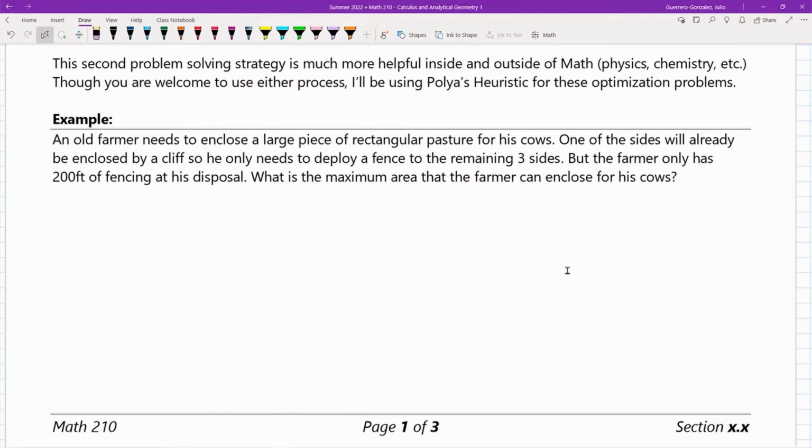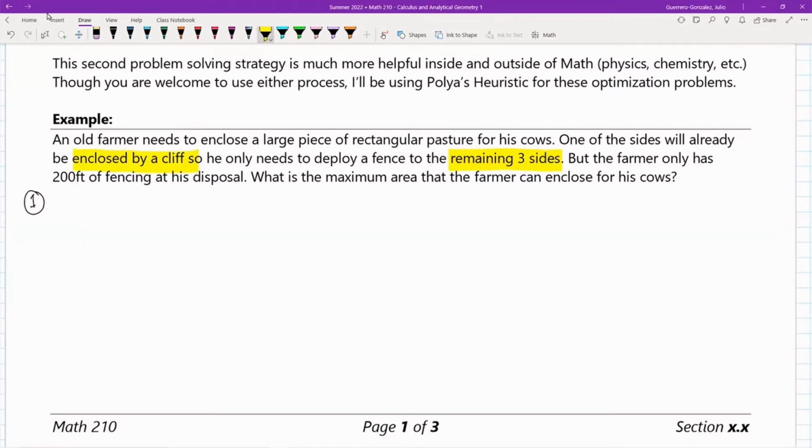All right, so number one, like I said, step one from Polya's heuristic is understanding the problem, right? So what we have here is, this farmer, he's got a bunch of cows, right? We only need to take care of 3 sides. So the fence that we need to put up is on 3 sides because one of the sides is enclosed by a cliff. So one side doesn't need a fence, okay?